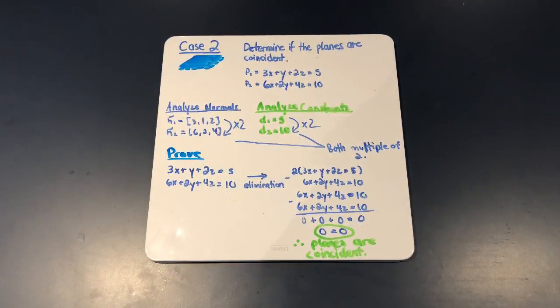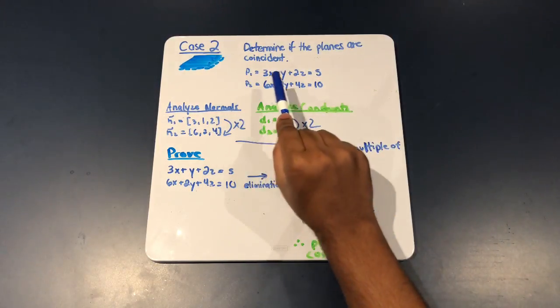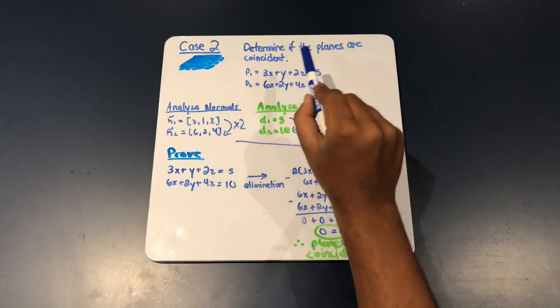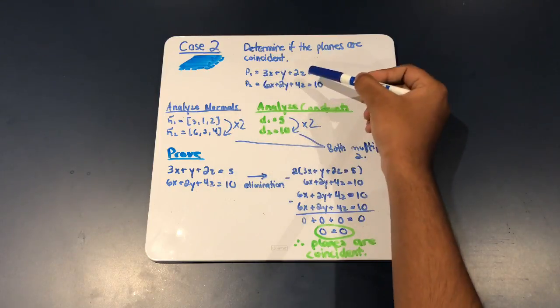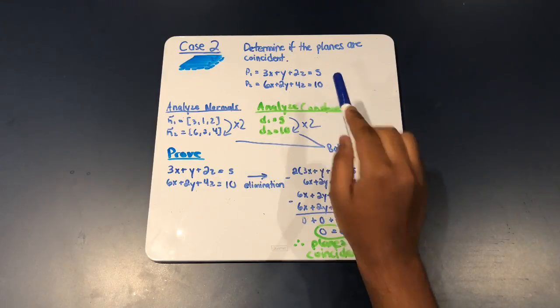Next, we'll be looking at case 2, which is the intersection of 2 planes, more specifically when the 2 planes are coincident. Coincident means when there's an infinite number of solutions and the planes lie right on top of each other. Looking at this question, determine if the planes are coincident. We have plane 1, which is modeled by 3x plus y plus 2z equals 5, and plane 2, which is modeled by 6x plus 2y plus 4z equals 10.